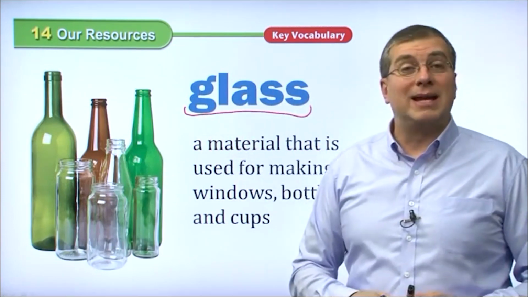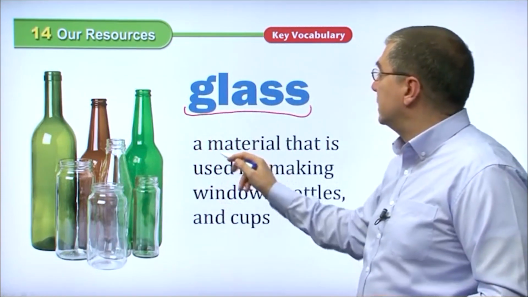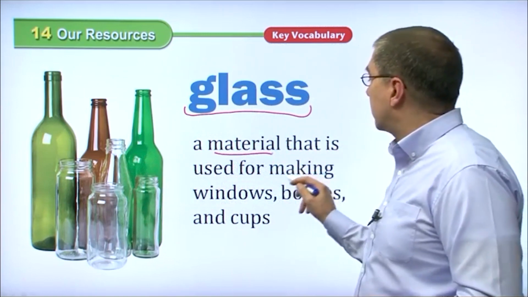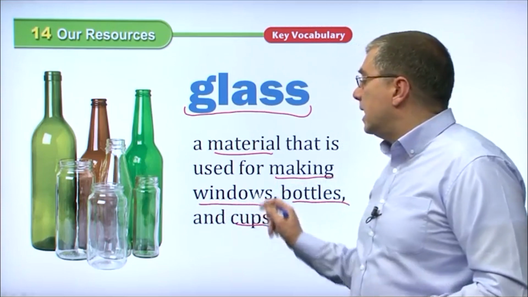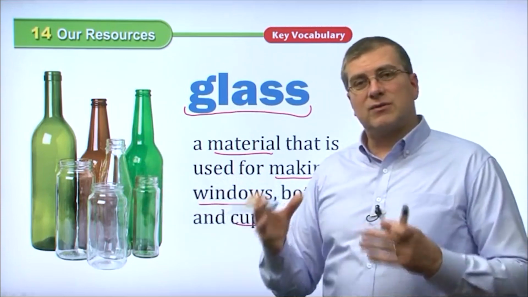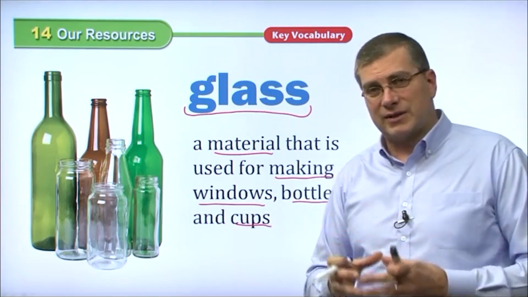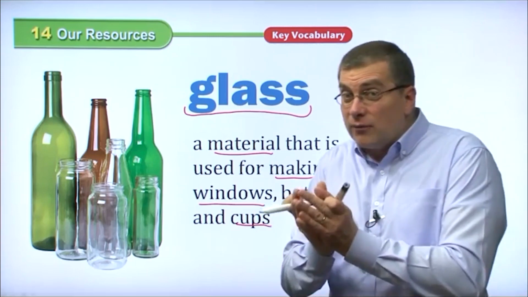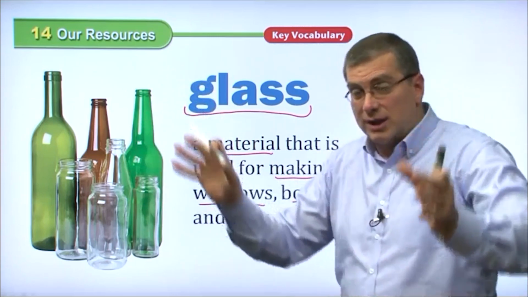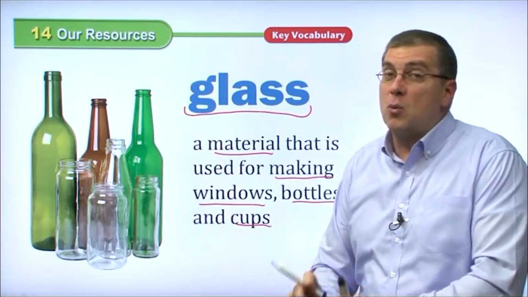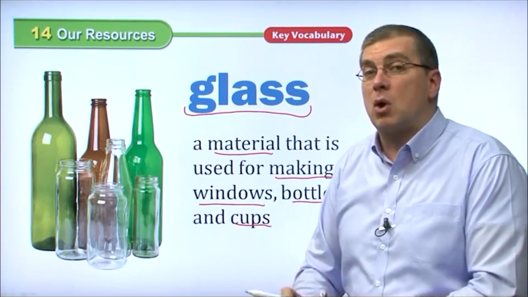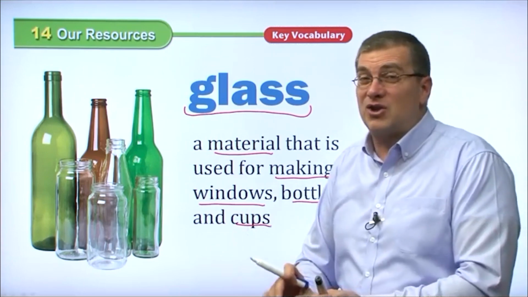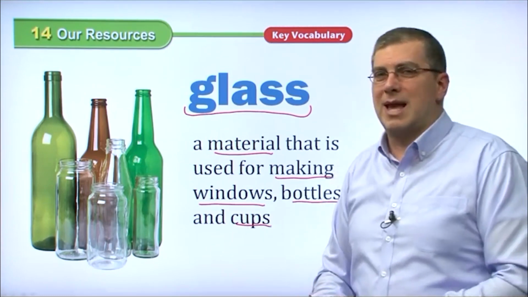We can see many examples of using glass. Glass is a material that is used for making windows, bottles, and cups. And of course glass is very hard and it lasts for a long time. We have to be careful with it, right? If we drop it, it'll shatter, and that's very dangerous. Don't pick up that glass. Glass that has just been broken can be very, very sharp, so be very careful with glass.